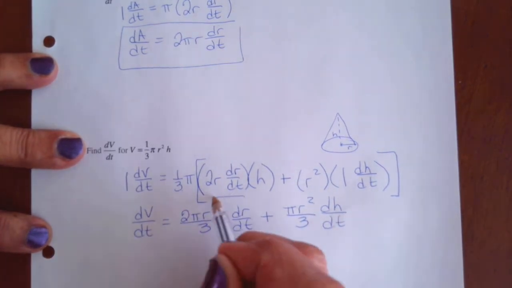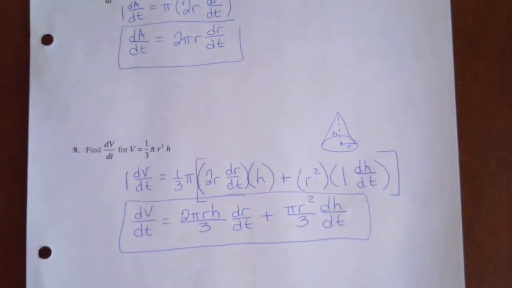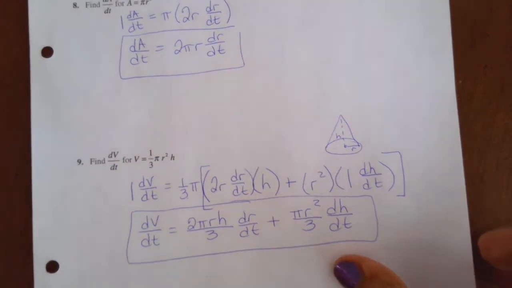Okay, so if I were to multiply it through, that's what it would look like. Okay, so the whole point about this implicit, again, is that you understand what you're taking the derivative with respect to. So they will always tell you that, okay? All right. Let's try number 10.